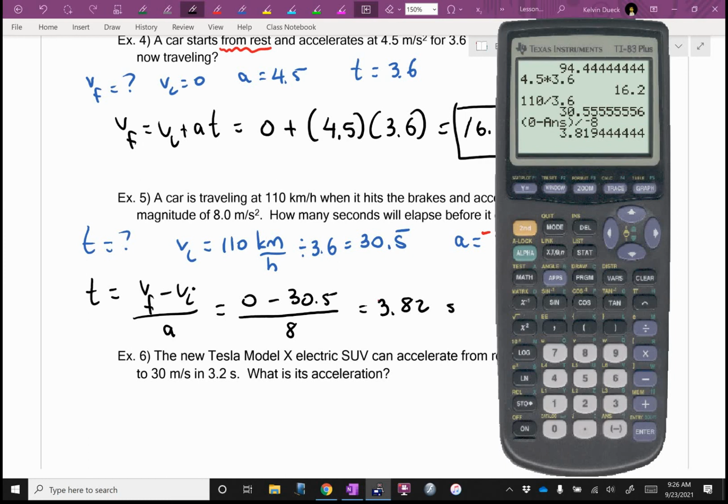You could use this if you're designing roads and it's a blind corner. You would say, okay, it takes people 3.82 seconds to come to a stop. I better put a warning sign on this blind corner at least 4 seconds in front of the actual stop sign so they know to start braking.